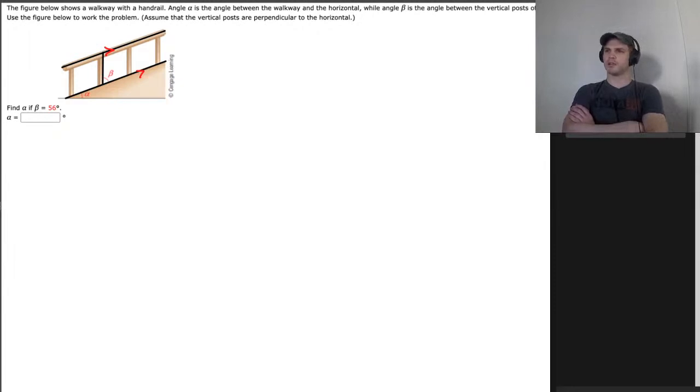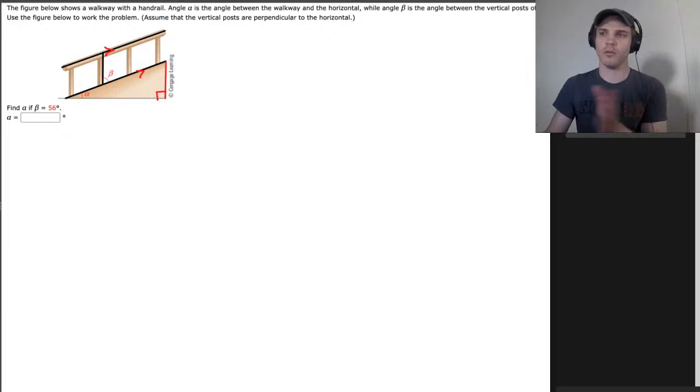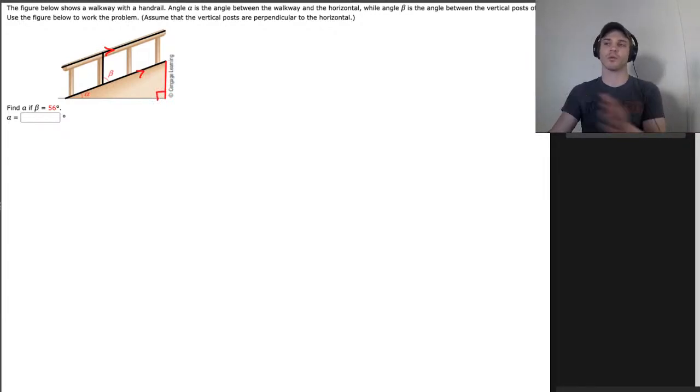Angle alpha is the angle between the walkway and the horizontal, while angle beta, okay. And so all of these handrails are parallel to this diagonal side here, to this vertical side here. So they're all parallel to that. So this should also be a right angle here, because they're saying that the stairs make angle alpha with the horizontal, and that's a vertical line. So this is 90 degrees.